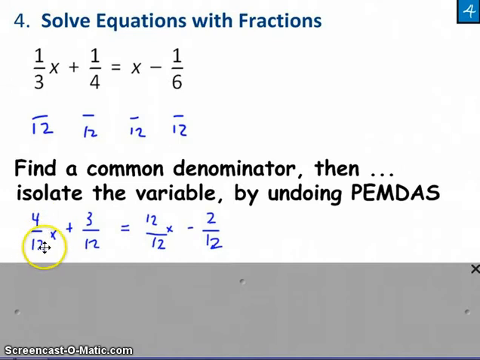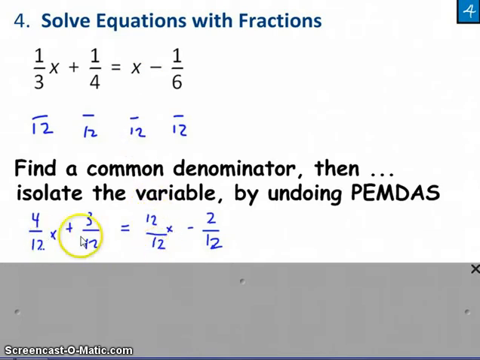1/3, if I change it to 12, becomes 4/12. Why? Because that 3 in the denominator, if I'm going to make that a 12, it happens because I multiply by 4. So then I multiply the 1 times 4, and I've got 4/12. I did the same thing in converting everything else here. And I did have to convert everything, even this x. It became 12 over 12x.